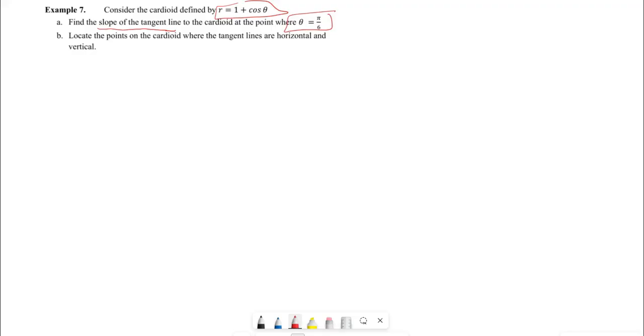So we don't have a direct method to find the slope of a tangent of a polar equation, but we remember that there is a relationship between x, y and polar coordinates. x is equal to r cosine theta, y is equal to r sine theta. But we know that r is 1 plus cosine theta, so x can be written as 1 plus cosine theta times cosine theta, and y can be written as 1 plus cosine theta times sine theta. Now we have x and y in terms of theta.